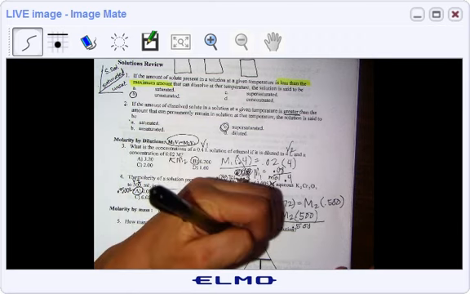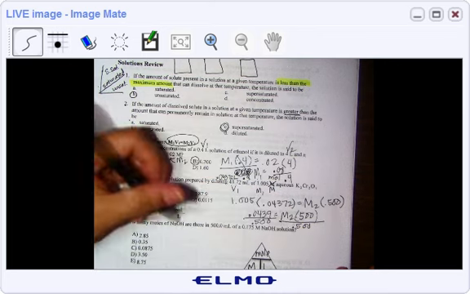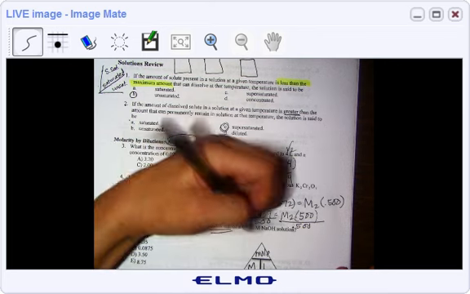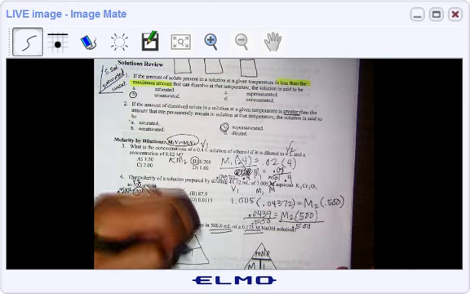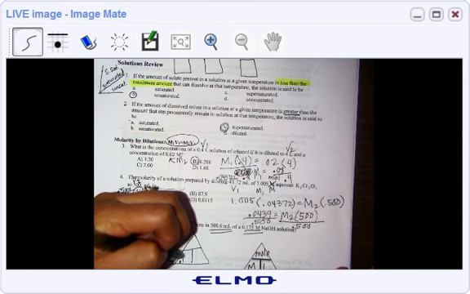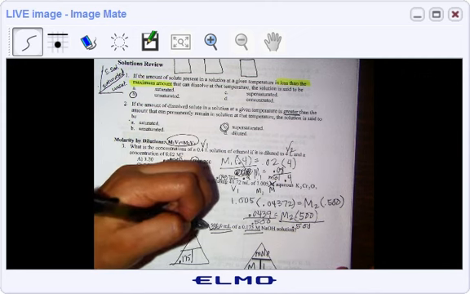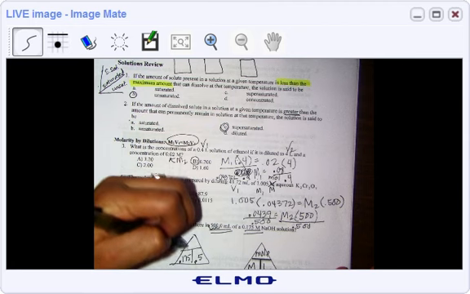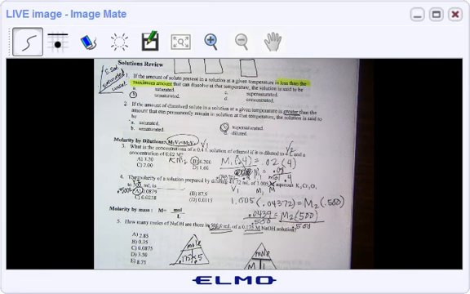On number 5, how many moles are there? So this is the triangle. Moles goes on top. They gave us this and this. Here goes my 0.175. Turn this to liters, 0.5. So I just need to multiply those two. 0.0875.